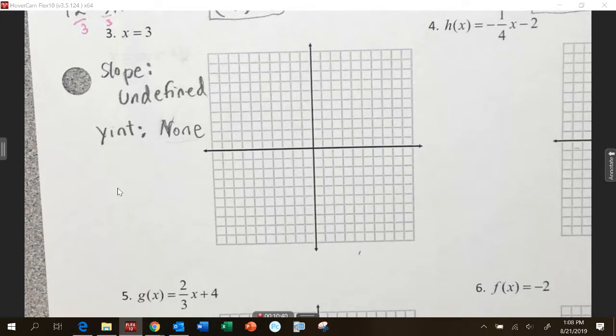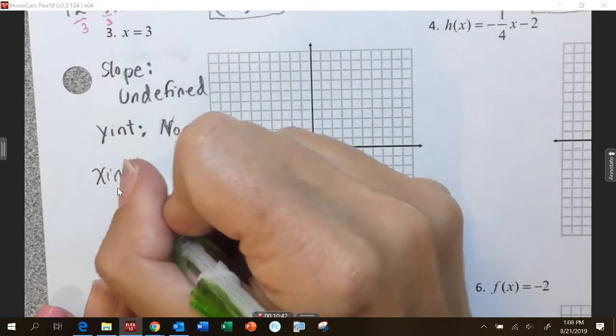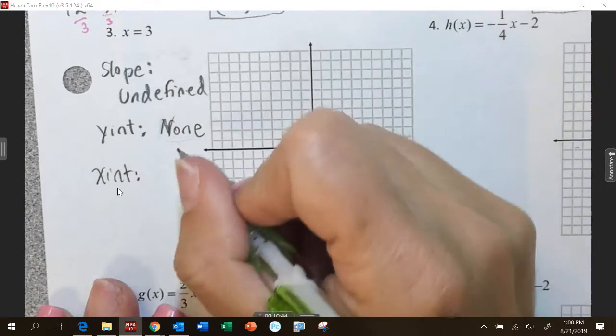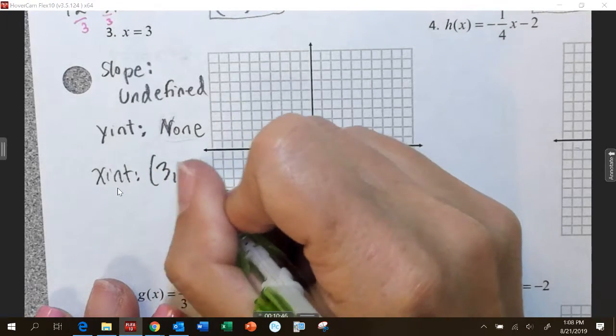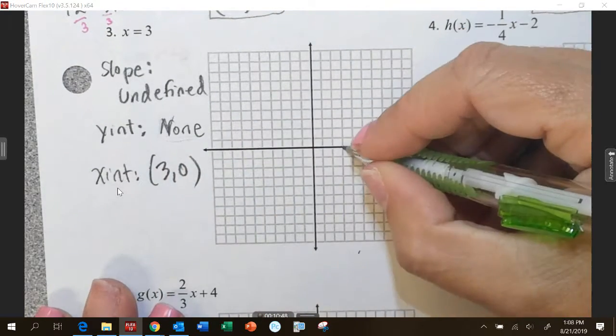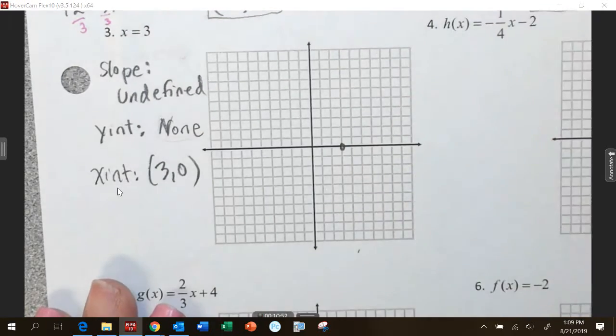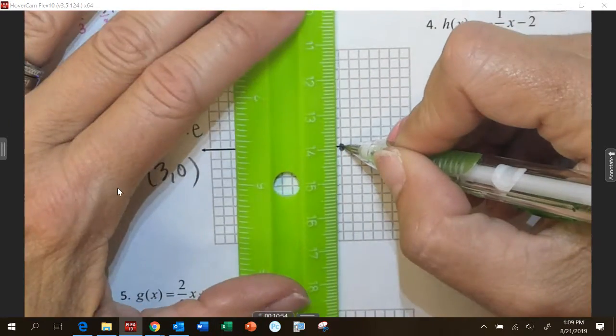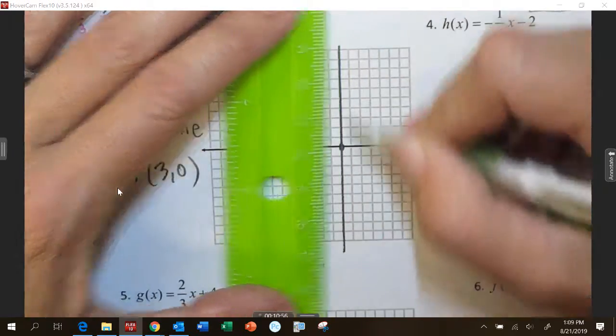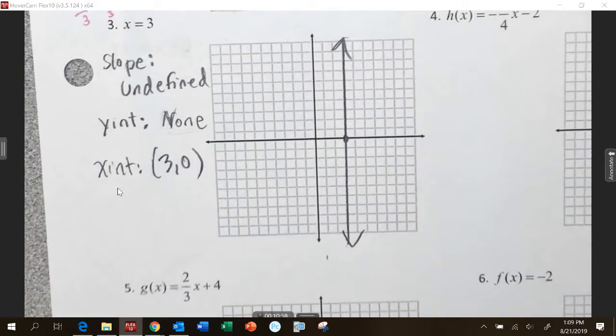Nice. Okay, and then the x-intercept is 3, 0. It passes at 3, but that's going to be an ordered pair of 3, 0. So it's going to be a vertical line that passes through the x at 3. You guys have a straight edge. We can make our vertical line. That one was actually really short.